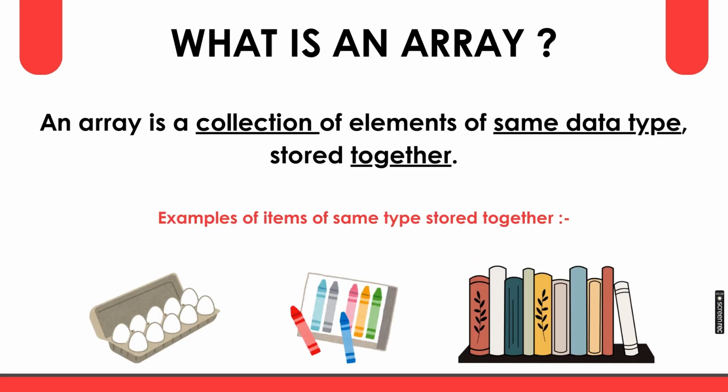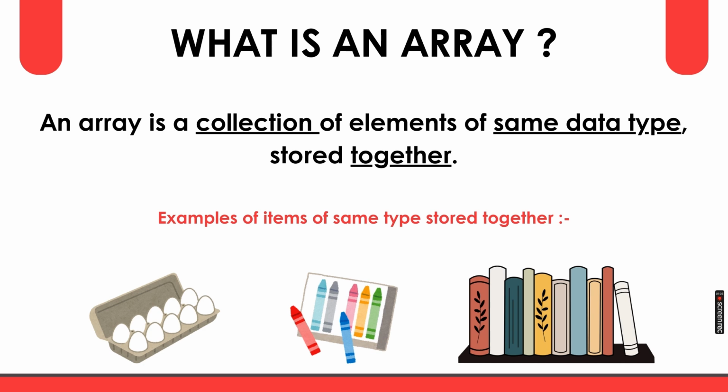What is an array? Just to get an idea, a definition for it, we can say that an array is a collection of elements of same data type stored together. The words I have underlined here are very important because they give you the essence of what an array is. It's a collection. It means it's a group of something. And one feature of those elements is that they have the same data type, and another feature is that they all are stored together.